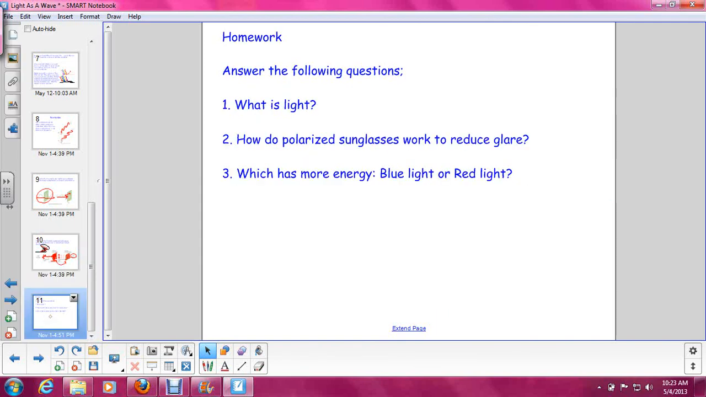So your homework for tonight is to answer these three questions. Number one is, what is light? Tell me what kind of wave it is, and what it does, and how it travels, and what its speed is. Number two, how do polarized sunglasses work to reduce glare, which we just talked about. And number three, which has more energy, blue light or red light?